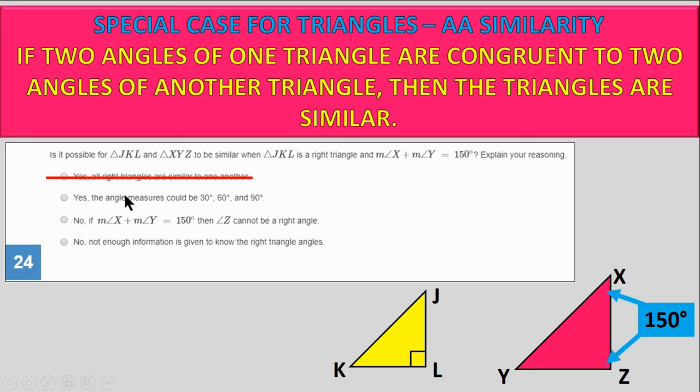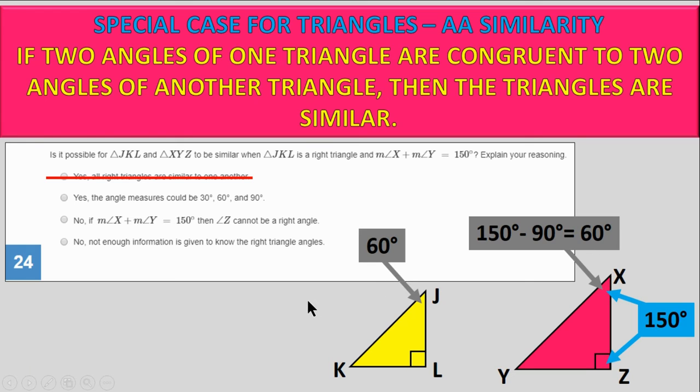Now, what they really want to know is, is it possible for these triangles to be similar? Well, if they're going to be similar, then if angle L is a 90-degree angle, angle Z also has to be a 90-degree angle. If I subtract, I can find now that angle X has to be 60 degrees. And if these are going to be similar triangles, then angle J also has to be 60 degrees. So right now I've just answered the question. Is it possible for these triangles to be similar?